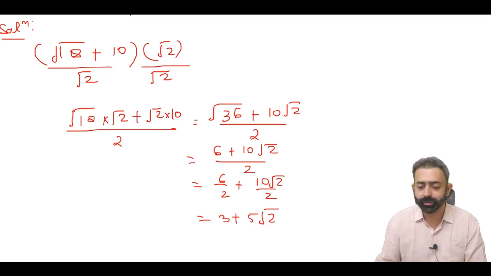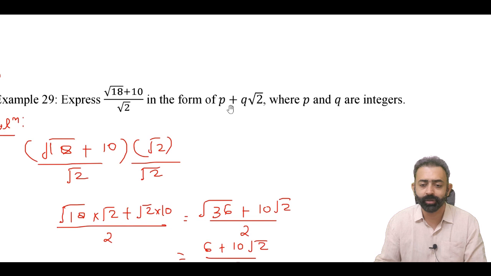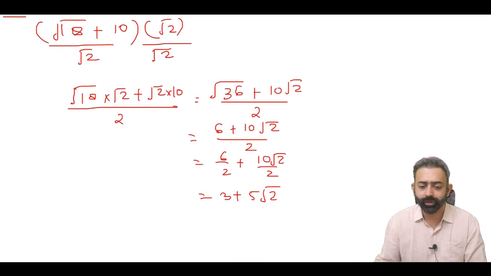Now if we compare this with the form that is asked, it is in the form of p plus q root 2. So here the value of p is 3 and q is 5. This is your answer.